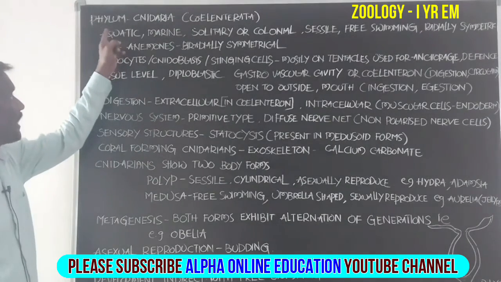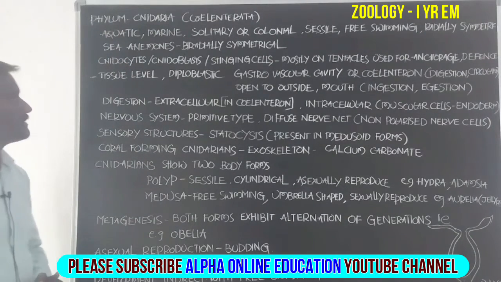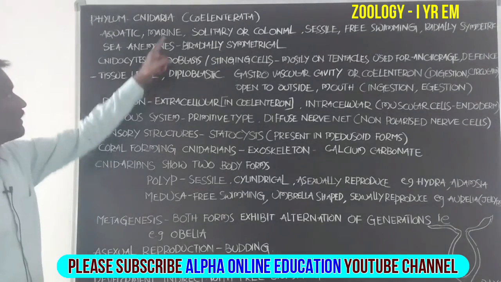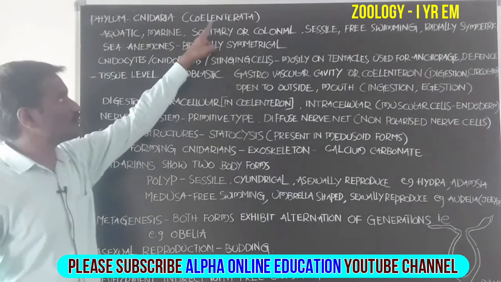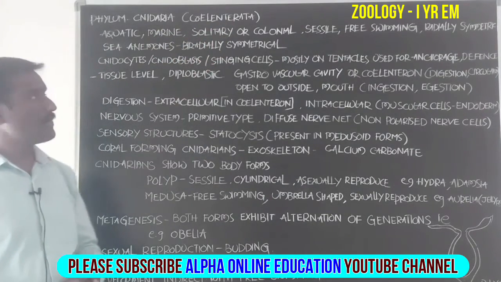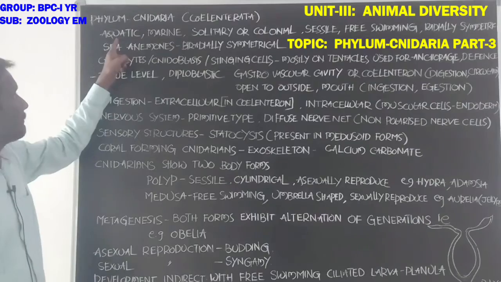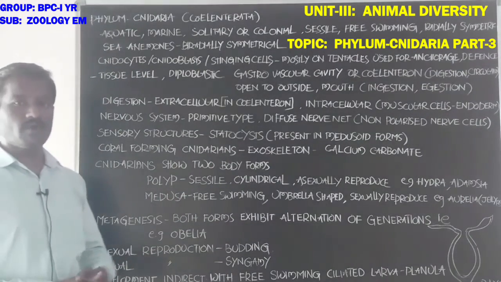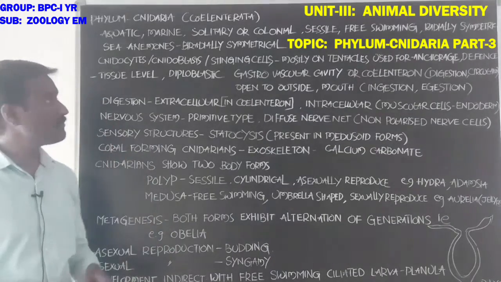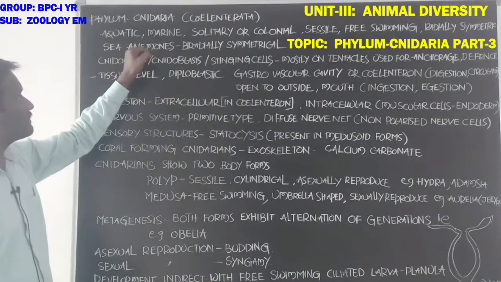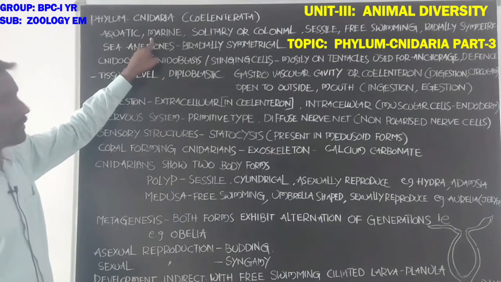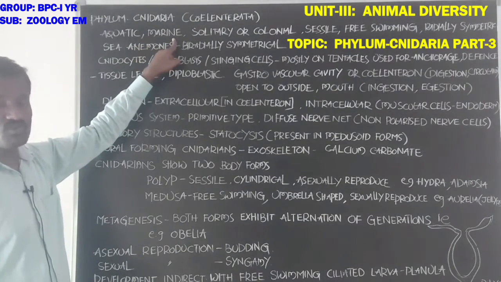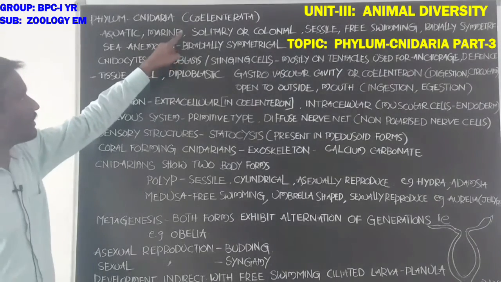Students, phylum Cnidaria. It is the second lesson from Animal Diversity 1. Earlier it was also called Coelenterata. So, what are the characteristic features shown by animals in the phylum Cnidaria? They are aquatic animals that live in water, mostly in marine water.